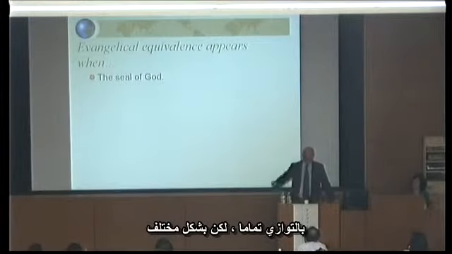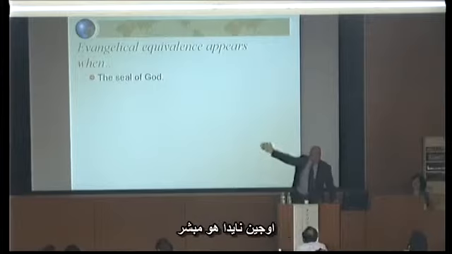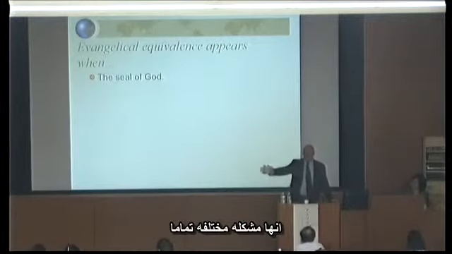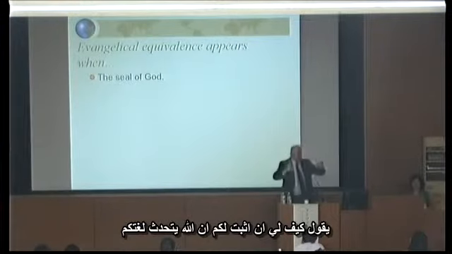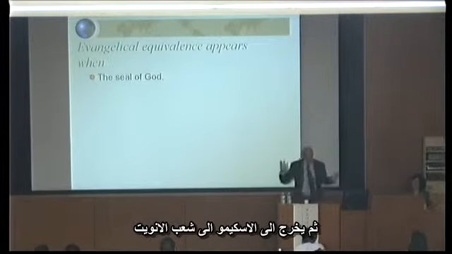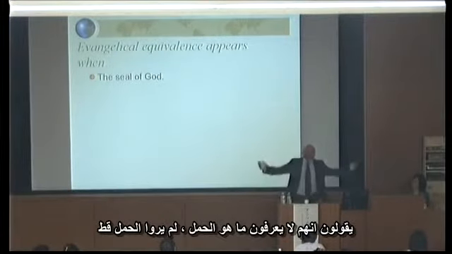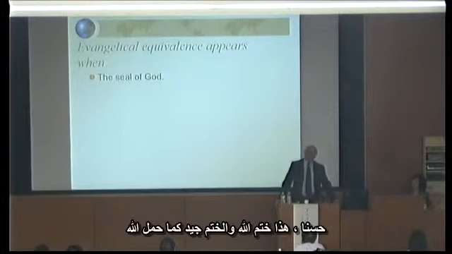Quite in parallel, but in a different way, Eugene Nida is a missionary. He wants to get people to read the Bible in the jungles. It's a completely different problem. He says, how can I prove to you that God speaks your language? And he goes out to the Eskimo, the Inuits, people up in the cold part, and he says, the Lamb of God, Agnus Dei. And they say, I don't know what a lamb is. I've never seen a lamb. So he says, well, it's the seal of God, and a seal is as good as a lamb.